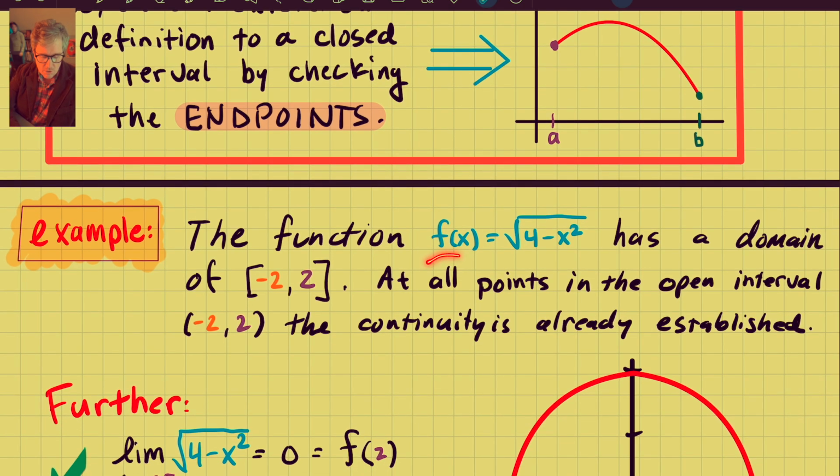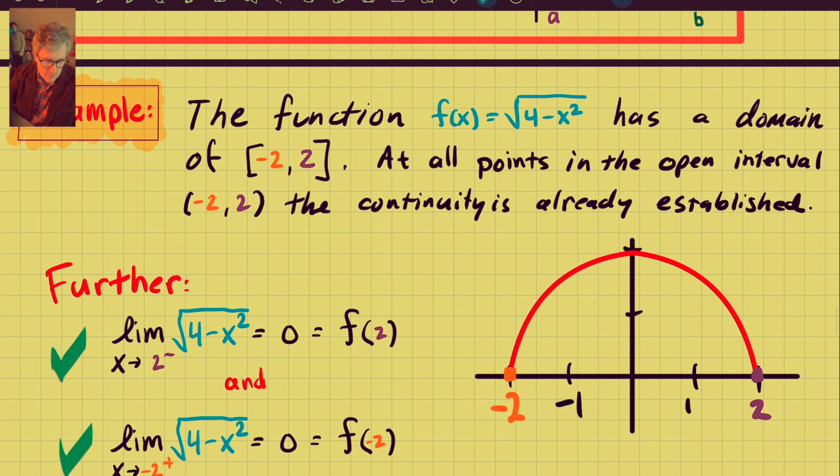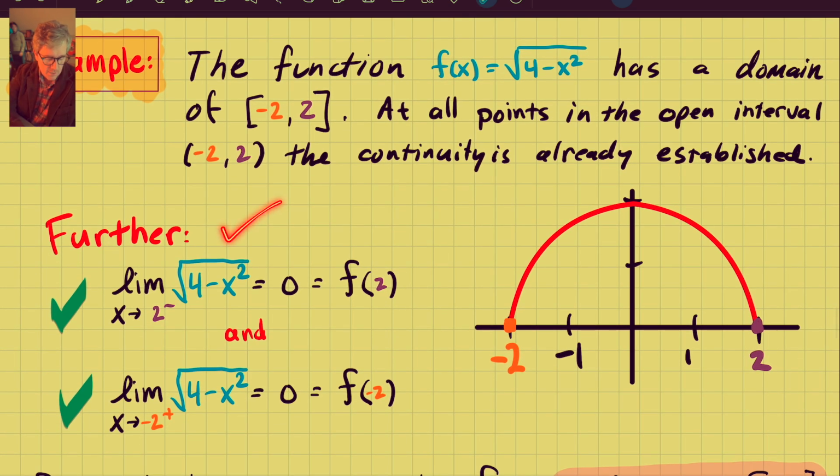The function, we saw this in the previous example, the function f of x equals the square root of 4 minus x squared. This is a semicircle in quadrants 1 and 2. This function has a domain of [-2, 2]. At all points in the open interval, the continuity is already established. You just look at the graph, you can see that that works out. What we can do next is we can check the limits at the endpoints, right?